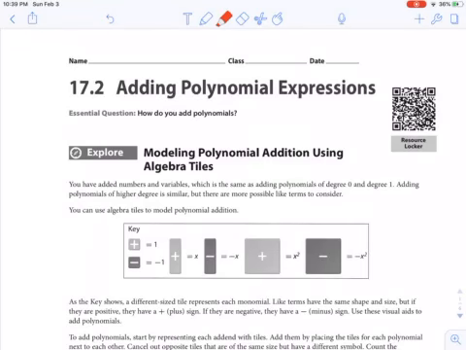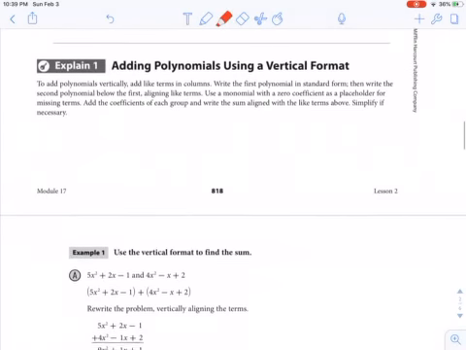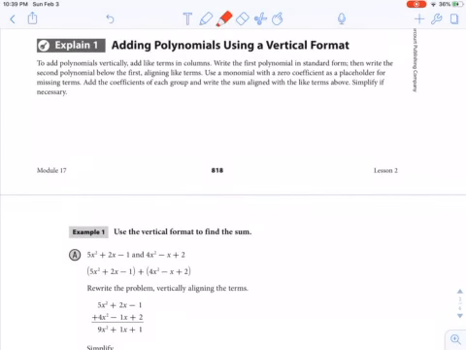Okay guys, today we're going to be looking at 17.2, adding polynomial expressions. So the first thing that I want you guys to do is to look at the essential question, which is how do you add polynomials? Okay, and now I want you to go ahead and turn to page 818, and we're going to start with explain 1. So adding polynomials using vertical format.